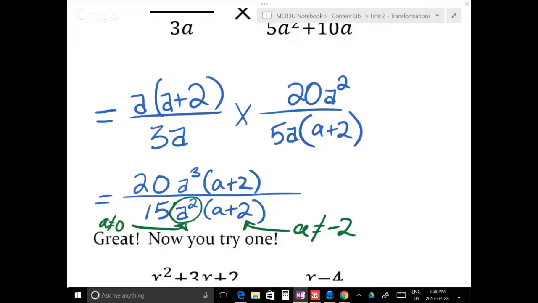Yeah, how many of them? Just one. Two of them are canceled on the bottom. Two of them are canceled on top. Leaves us with just one. Anything else I can cancel from top to bottom?